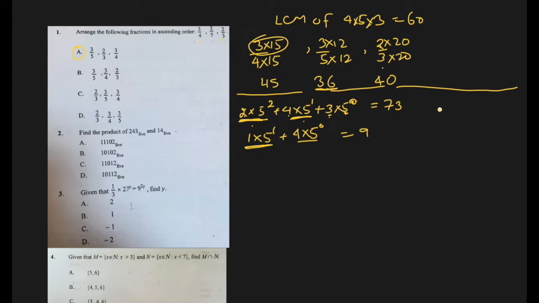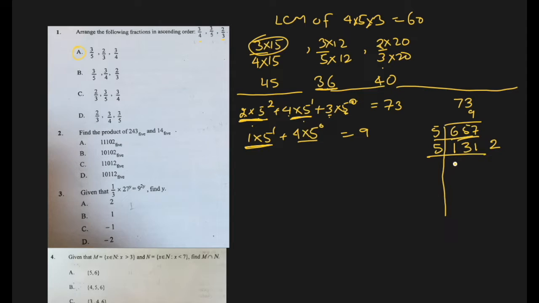And now we have to multiply. Find the product of these two. That's what it is saying. So 73 multiplied by 9, which will be 657. So now we will convert this into base 5 because the answer is in base 5. So divide by 5 here. If we divide by 5, 5 times 1 is 5, 3 and 1 remainder is 2.